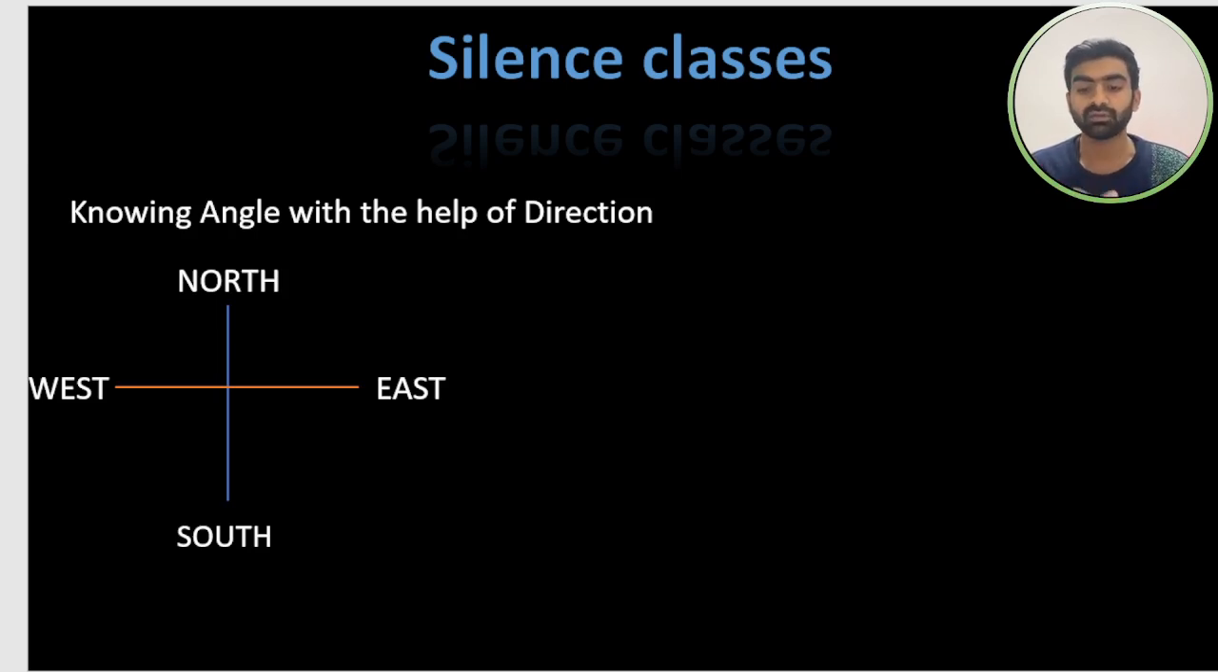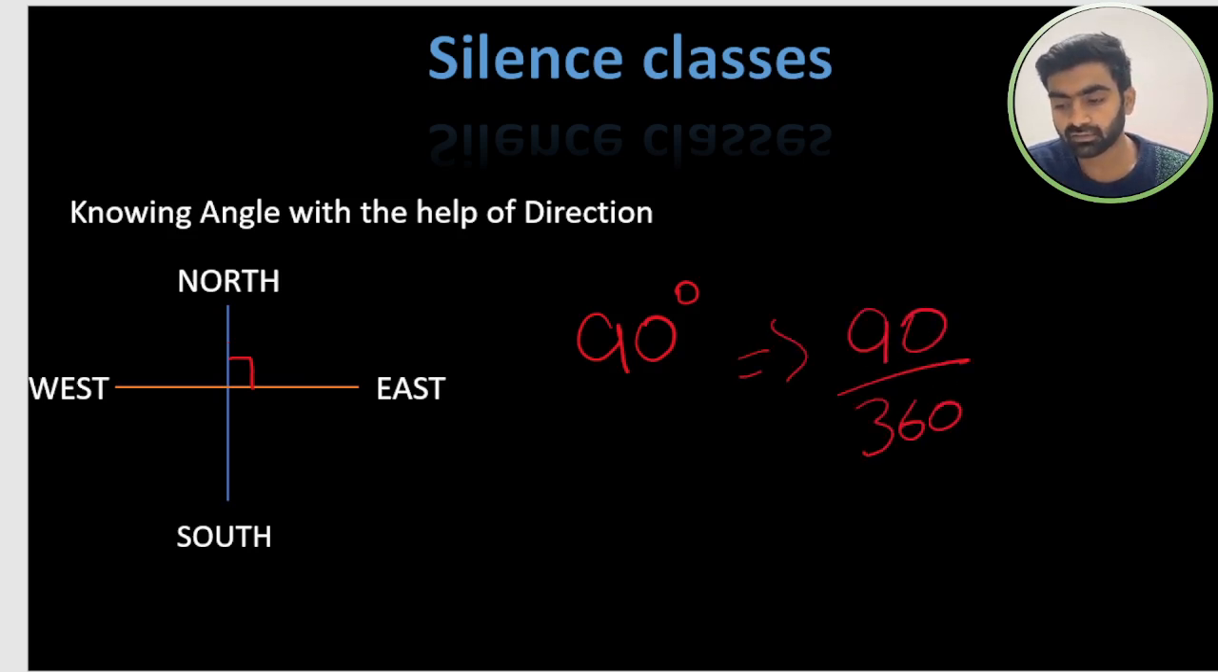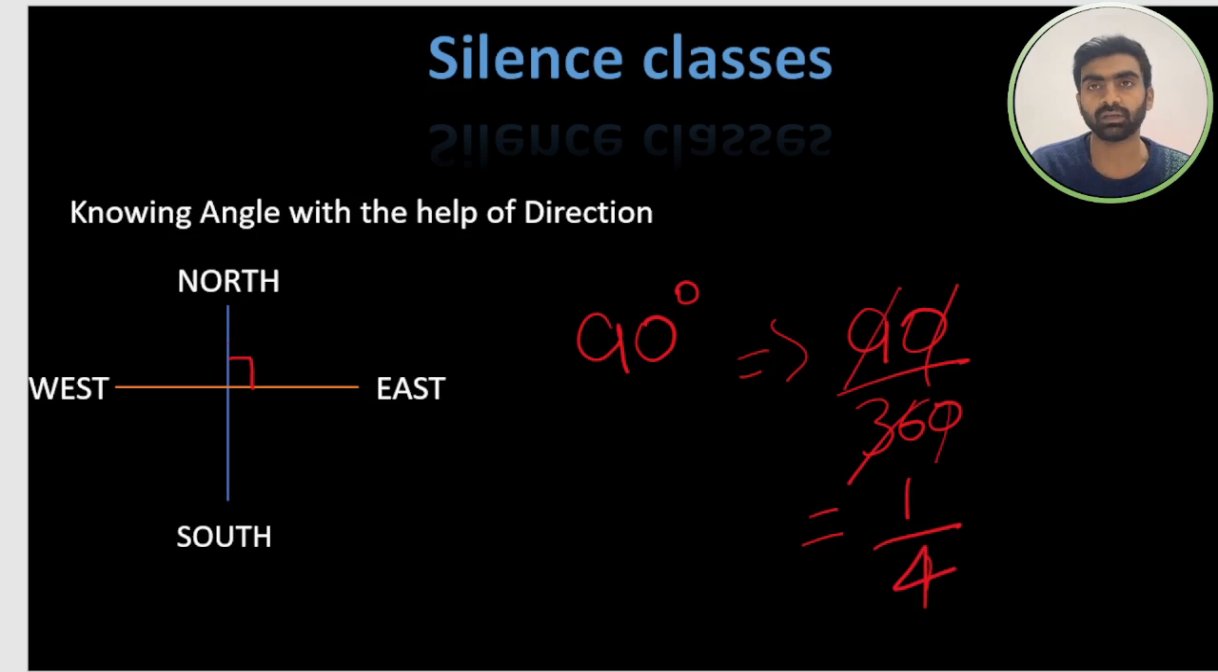Now let's talk about knowing angles with the help of direction. You guys know east, west, north and south. From north to east, east to south, south to west and west to north, we have 90-degree angles. So if we move from north to east, we have completed 90 degrees. To find how many revolutions we have completed, again you have to write 90 upon 360. By this you can easily check that 1 upon 4 of the revolution we have completed.